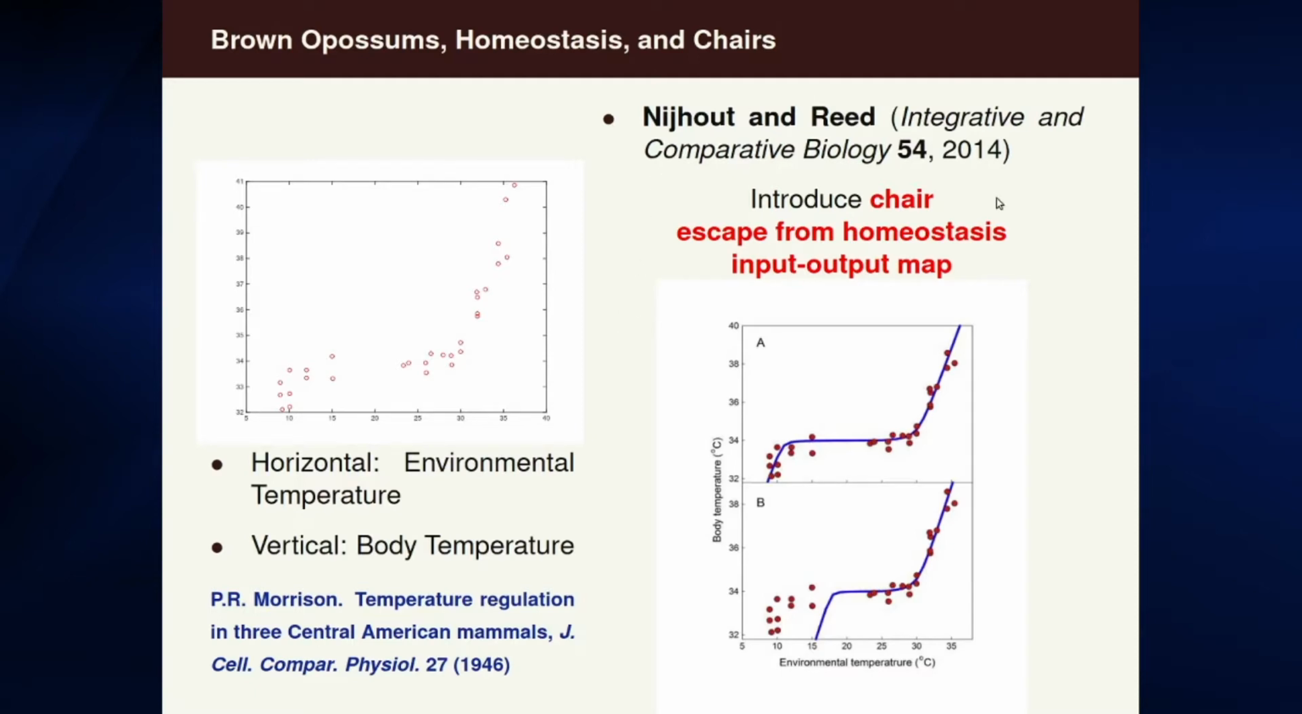Nijhout and Reed in 2014 proposed a model for this mechanism of temperature regulation in mammals, and by solving this model and fitting the solution to this data, they obtain this type of curve that they call chair curves. This blue curve is obtained from their model, is a kind of piecewise linear function, or almost piecewise linear, and the main characteristic of this is the appearance of this flat plateau, followed by these increasing parts. Of course, if you change parameters in the model, you change the size of the plateau, for instance, but you keep the shape of the curve. Of course, here is not a good fit, but here you have a best fit for this curve to this data set.